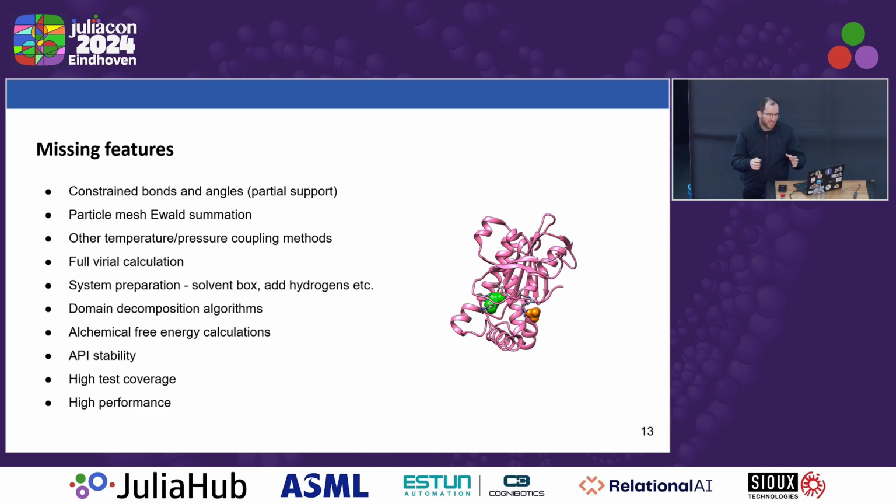The system preparation is currently fairly rigid. It's not super flexible. You can't do things like add solvents or hydrate your proteins. We don't yet have alchemical free energy calculations. The API is changing as we're trying to find the right approach. And as I mentioned, due to the maturity, we have limited test coverage, and the performance is, well, I'll talk about that later, but it's still getting there.